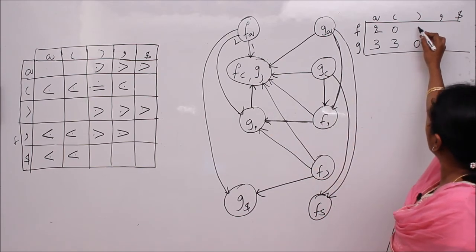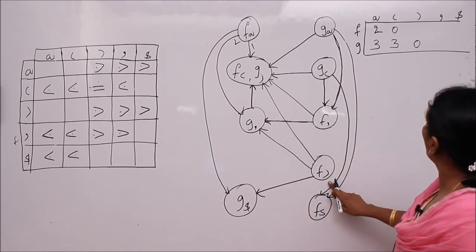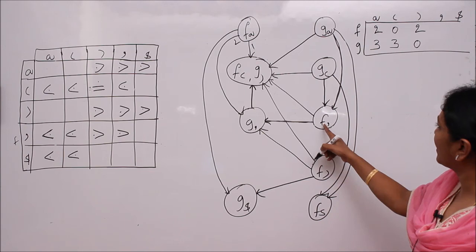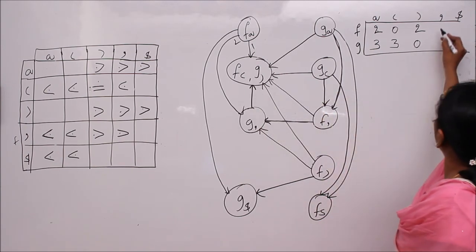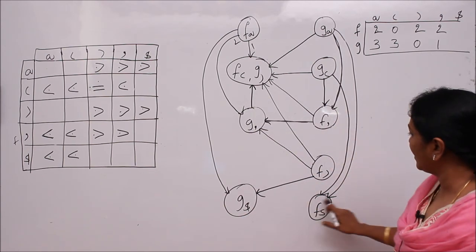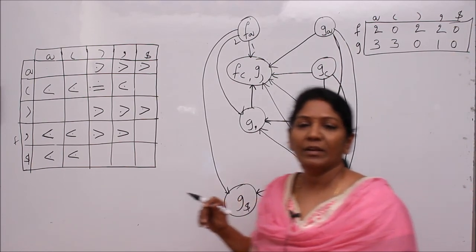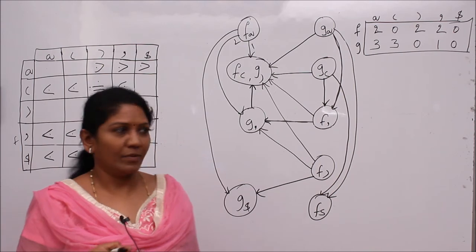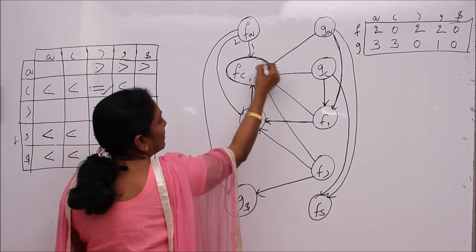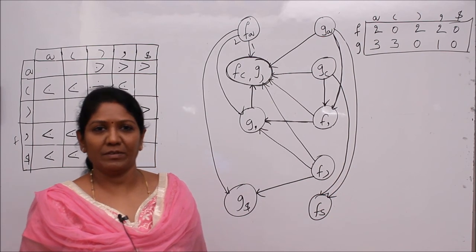Next, F right parenthesis: the longest path here could be 1 and 2. Next F comma: the longest is 1, 2. G comma has only 1. And F dollar, G dollar have no outgoing edges, so 0, 0. This is the precedence function table. So even if there is an equal to relation, combine those symbols together into one node and then continue with the same procedure.